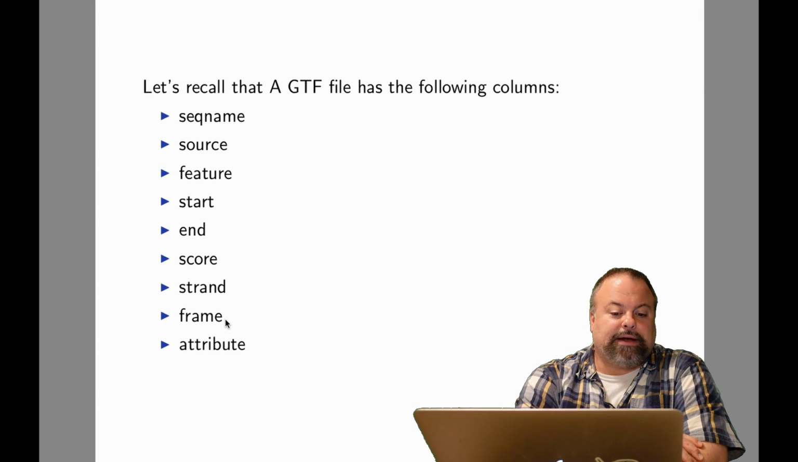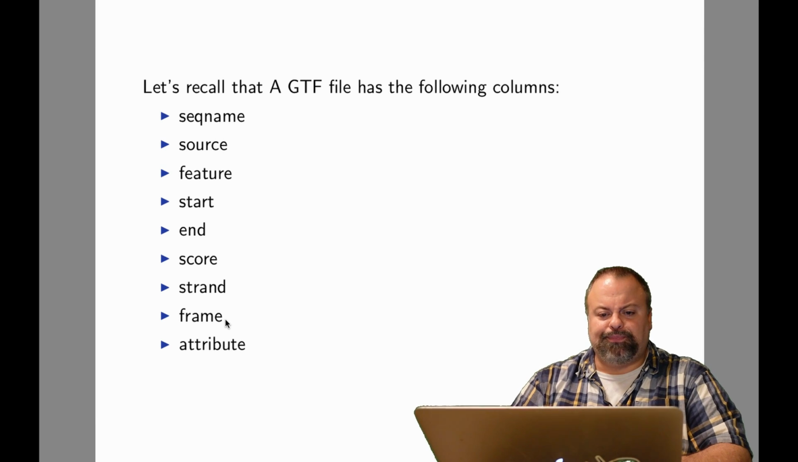And then lastly is the attribute column. The attribute column stores a lot of other information like the IDs. And so we're going to want to be able to parse information from the attribute column today as well.